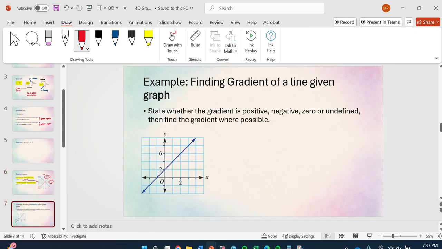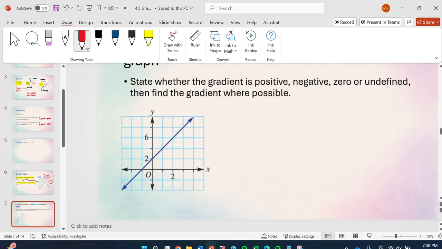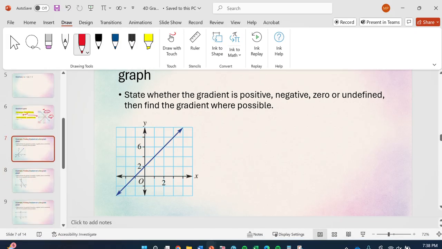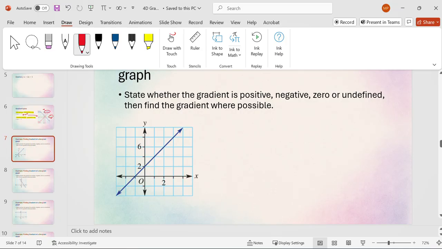So you might be asked some questions where it's like, here's a graph, just state whether it's positive, negative, zero, or undefined, then find a gradient where possible, okay? So let's just have a look here. Looking from our graph, if we go from left to right, we can see that our graph is increasing. So we know it's going to be a positive graph. It's a positive gradient. And then the second part of the question says, find the gradient.